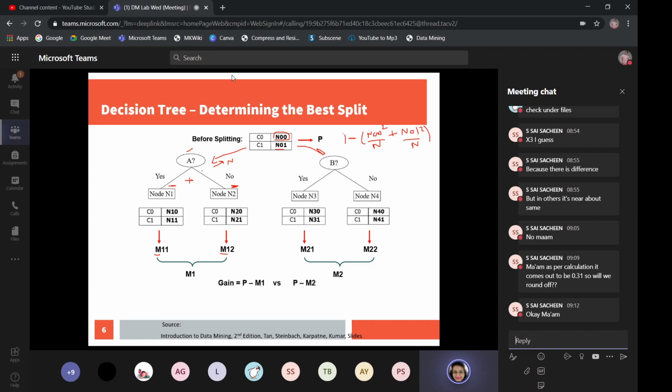Now if you have n records, out of those n1 belonged to some class because of that attribute. If there was a two-way split, you got n1 records on this node and n2 records on this node. Now you will see, what is the probability of splitting on this? So you are saying this is n10 divided by n1, not n.